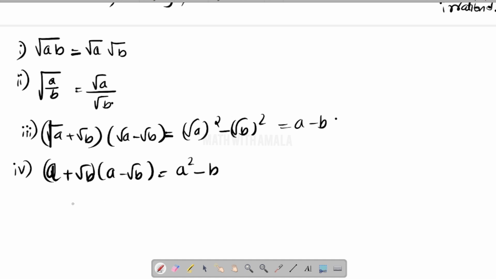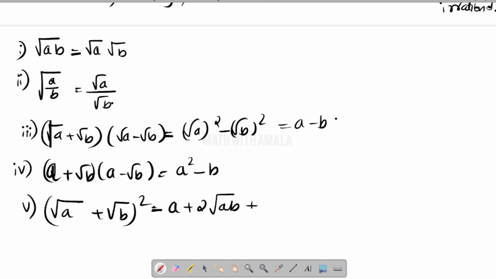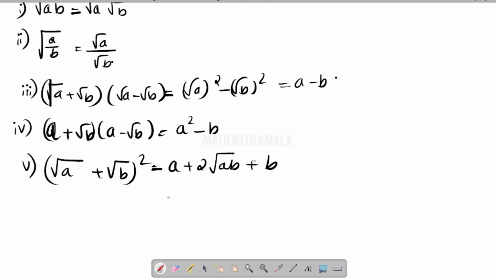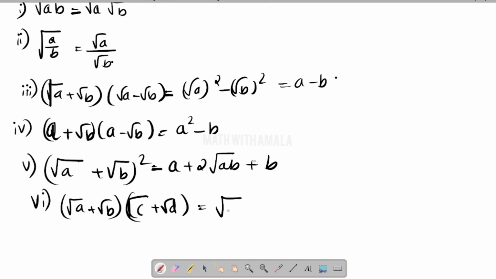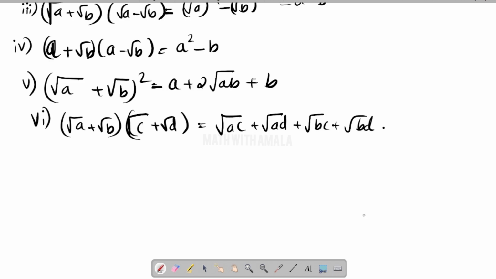Also, A plus root B into A minus root B is equal to A square minus root B the whole square, which is equal to A square minus B. And then the fifth one, root of A plus root of B the whole square is equal to A plus 2 root of AB plus B. We can give the A plus B the whole square is equal to A square plus 2AB plus B square form. Sixth one, root of A plus root of B into root of C plus root of D, where we have to multiply each term like distribution. Root of AC plus root of AD plus root of BC plus root of BD.